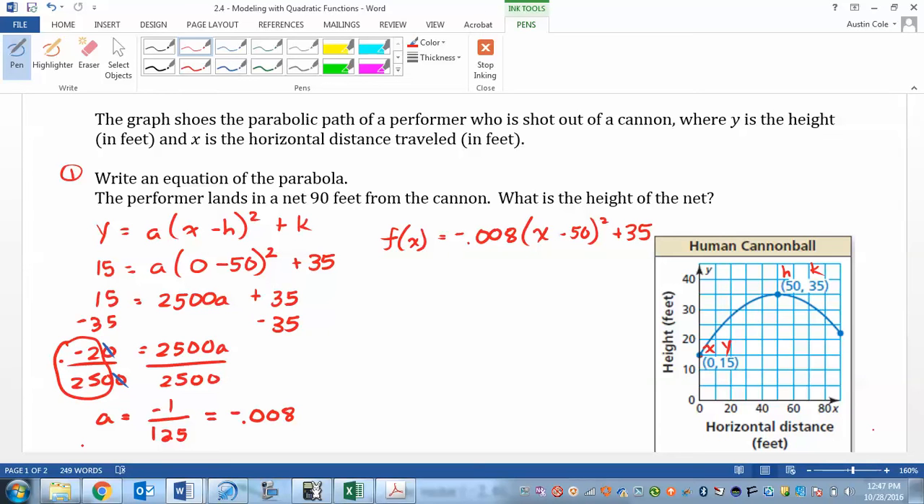What is the height of the net? So we said the initial height of the cannon was 15. Now, just by estimating on the graph, what do you think this is going to be? Well, it's above 20, below 25, maybe 22 or 23. Okay, so let's figure it out. How are we going to figure that out? It's a good guess.